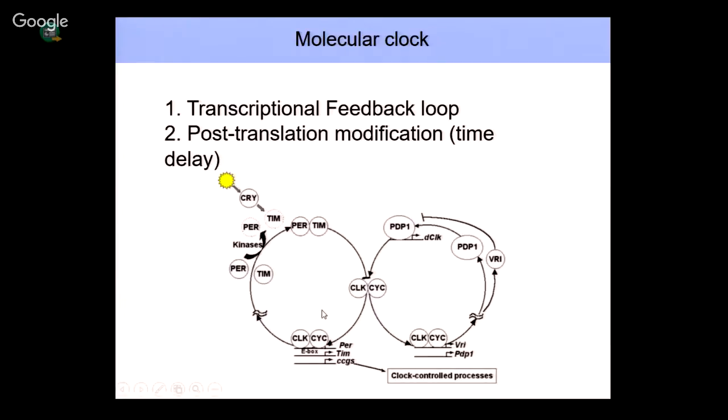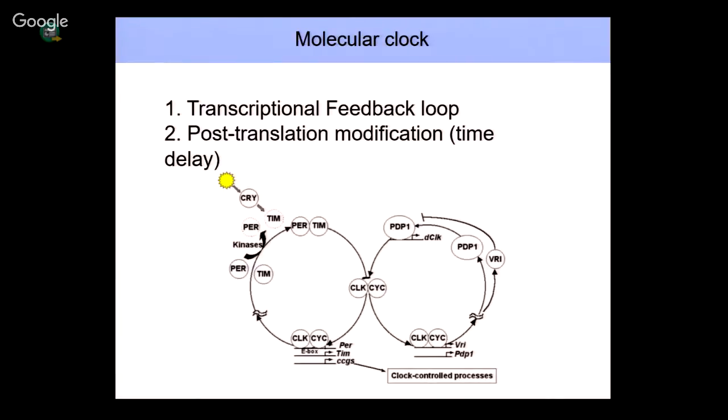After per and tim are transcribed, they are translated into protein. The Per and Tim proteins form heterodimers and go back into the nucleus to inhibit Clock and Cycle. So that forms a loop. After inhibition, Clock and Cycle can no longer activate the expression of per and tim. After you inhibit per and tim transcription, and after a while the Per and Tim proteins are degraded, then the inhibition is removed. Then Clock and Cycle can again start the transcription of per and tim, and the next cycle begins. So just by this simple transcriptional feedback loop, you can generate this daily, constant rhythmicity through almost all the cells in your body.